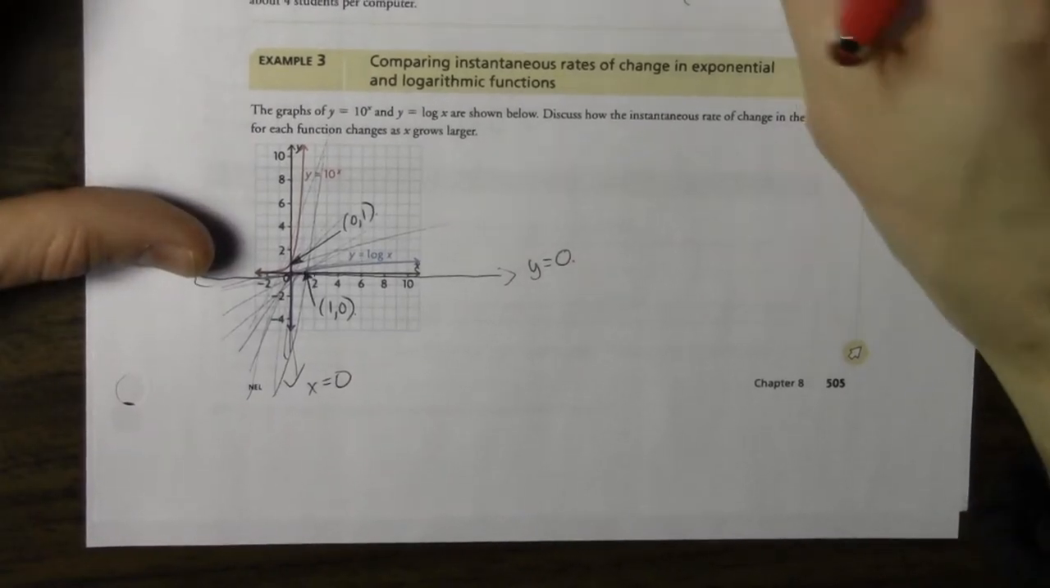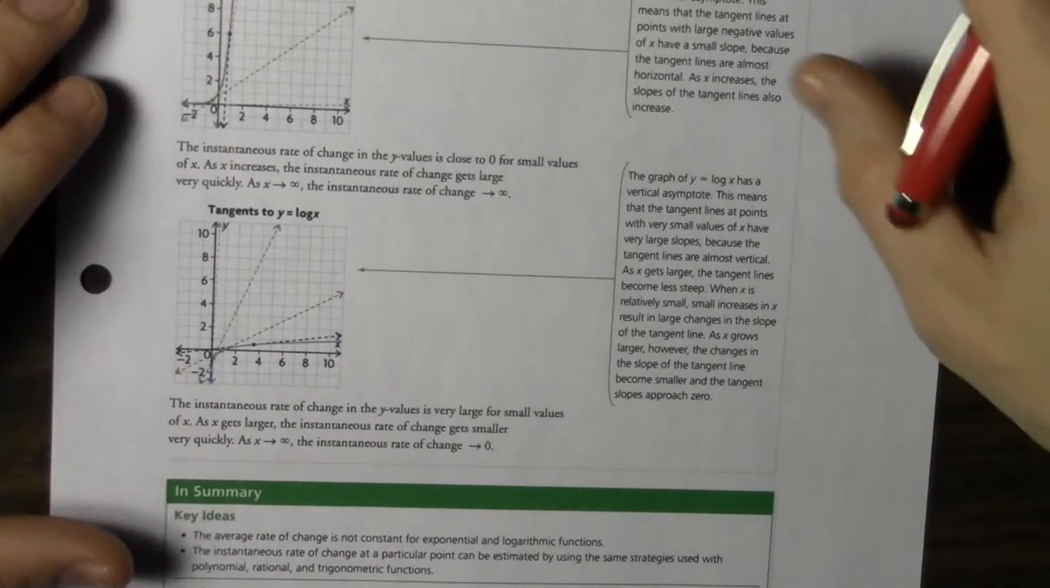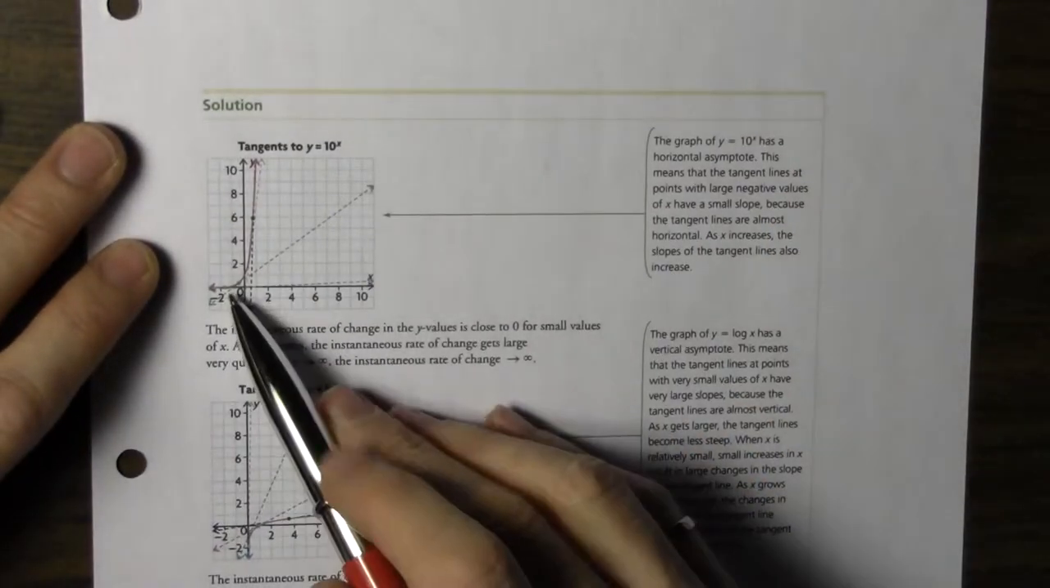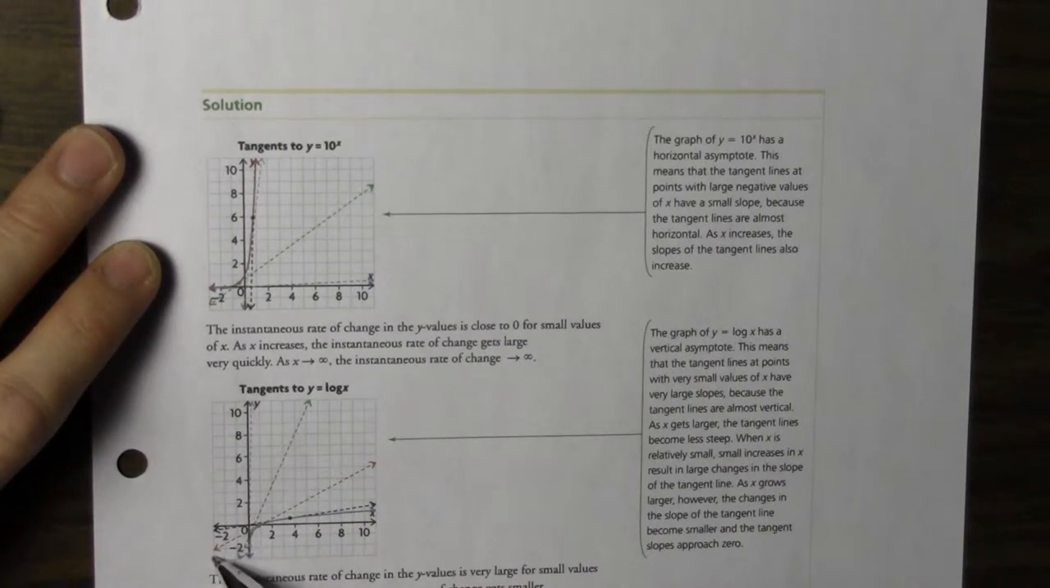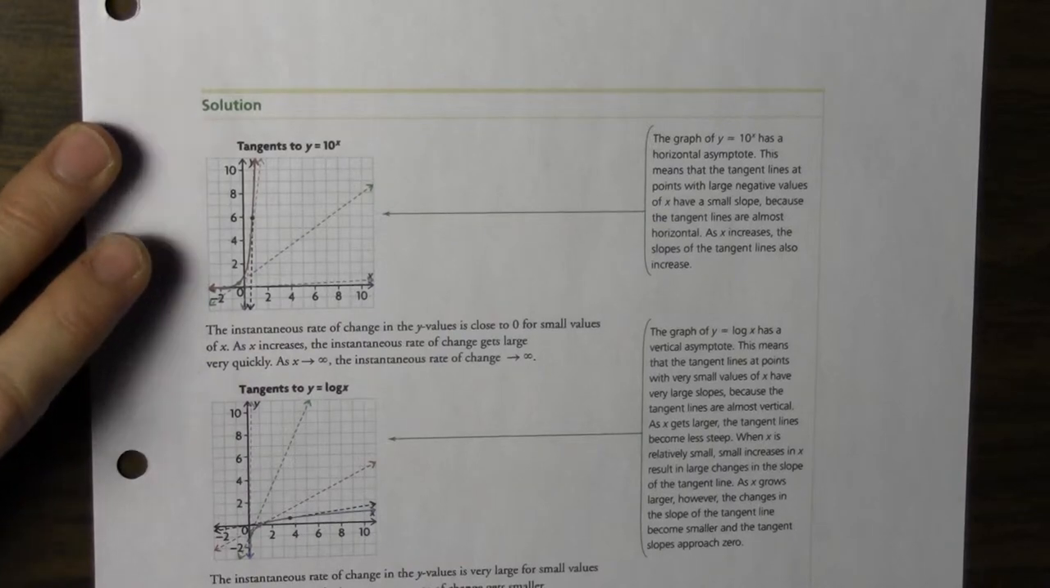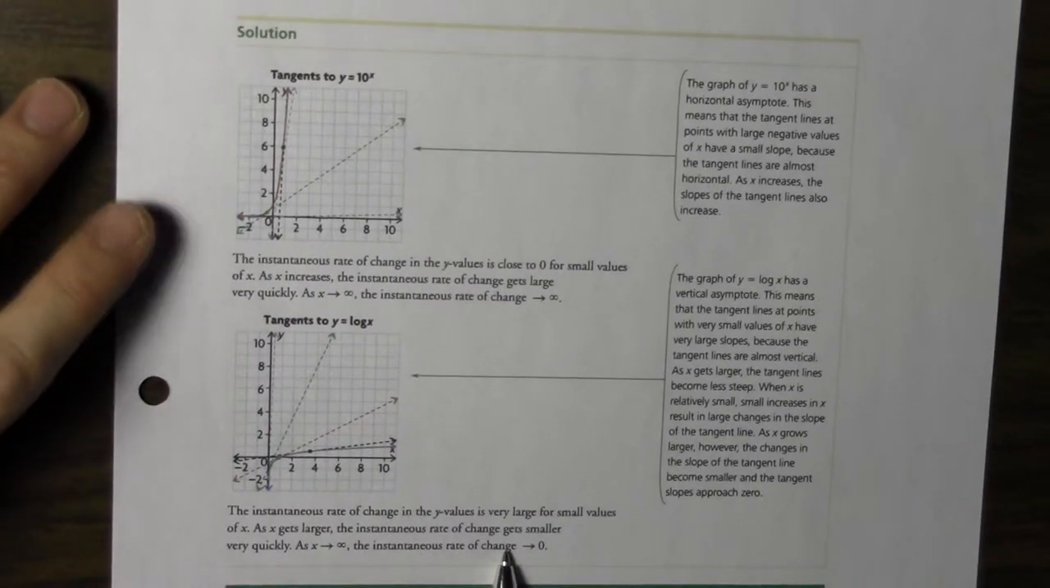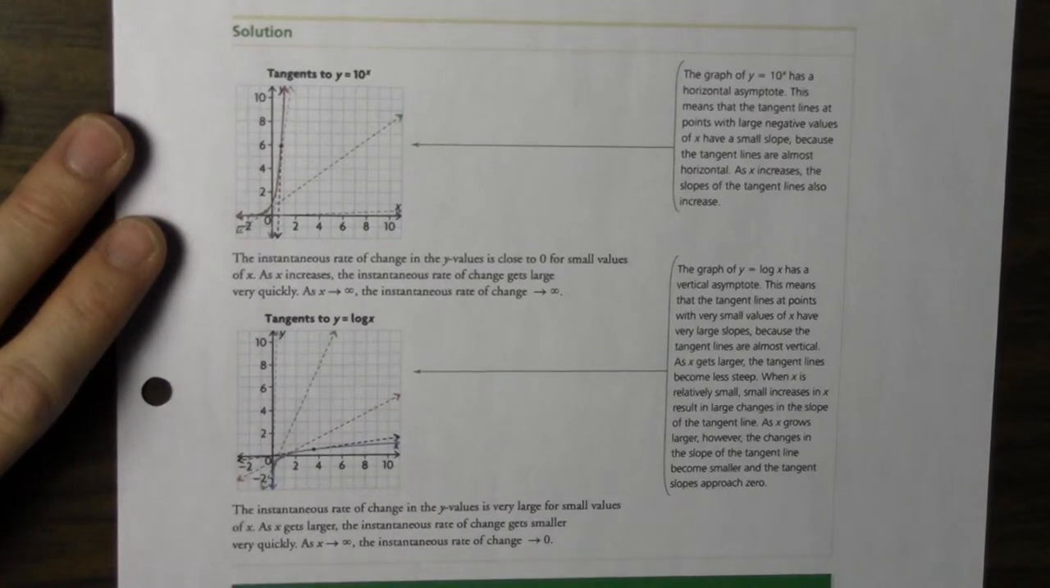Okay? So that's really the only points we're looking at. Okay, and we see that here. They're drawing the tangent line there, and then they draw it here, and then likewise on the blue graph, they draw it there, and there, and then there. So the instantaneous rate of change in the y values is very large for small values of x. As x gets larger, the instantaneous rate of change gets smaller. Very quickly, as x approaches infinity, the instantaneous rate of change approaches 0. We're getting to a 0 line.